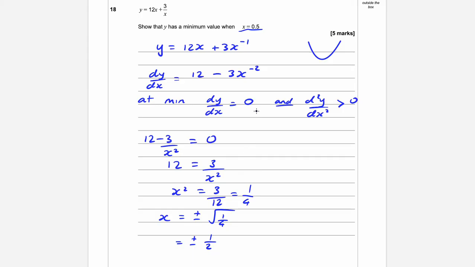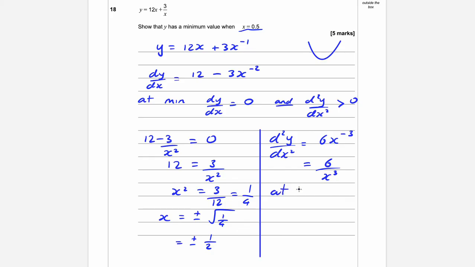Okay, now he says show that the minimum is at a half. Now I know a stationary point is at a half, but I don't know if it's a min yet. So we need the second derivative. d2y/dx squared equals, I'm going to differentiate this. So I'm going to get 0, the derivative of 12 is 0. Then minus 2 times minus 3 is plus 6x to the minus 3, or 6 over x cubed.